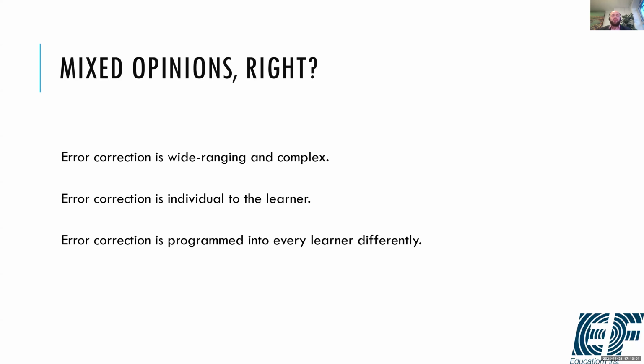And error correction is programmed into every learner differently. So the way that they take it on board and the reason that they want error correction is completely different from learner to learner. An adult student may want pretty consistent error correction to a point where you think it's going to affect their fluency, whereas we've all had those teenage learners who are perhaps a little bit too cool for school and perhaps don't like being error corrected in front of other people because of this coolness.